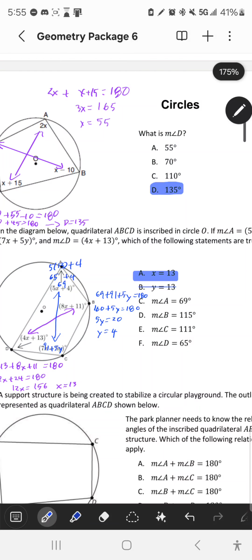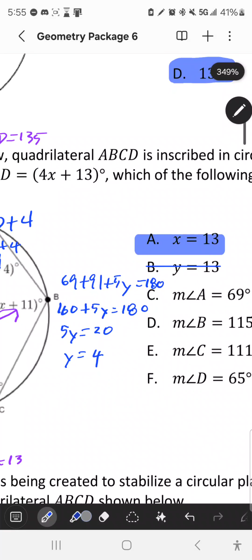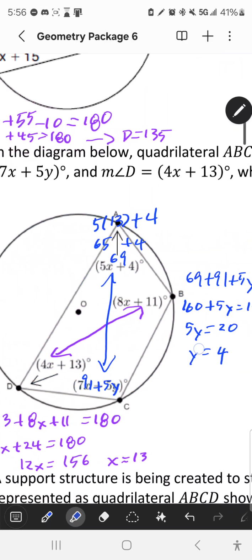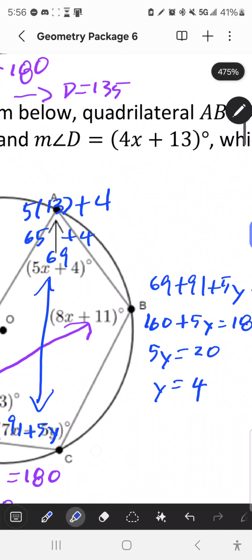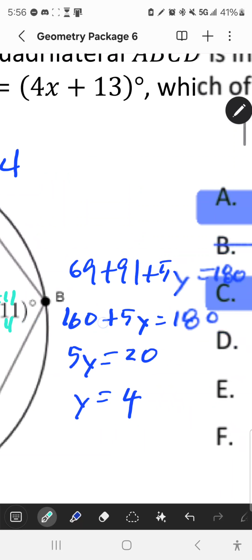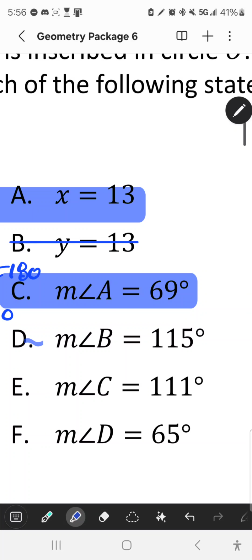Now we want the measure of angle A. Measure of angle A, we calculated before. It is 69. I did calculate it before. Now angle B, I haven't, so we have the value. So it will be 8 times 13 plus 11. 8 times 13 is 104 plus 11, and this is going to equal 115, which is the value.